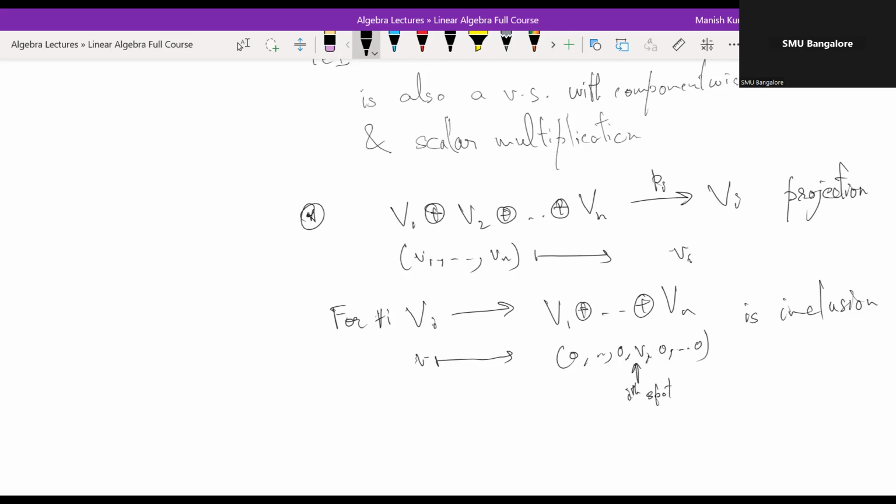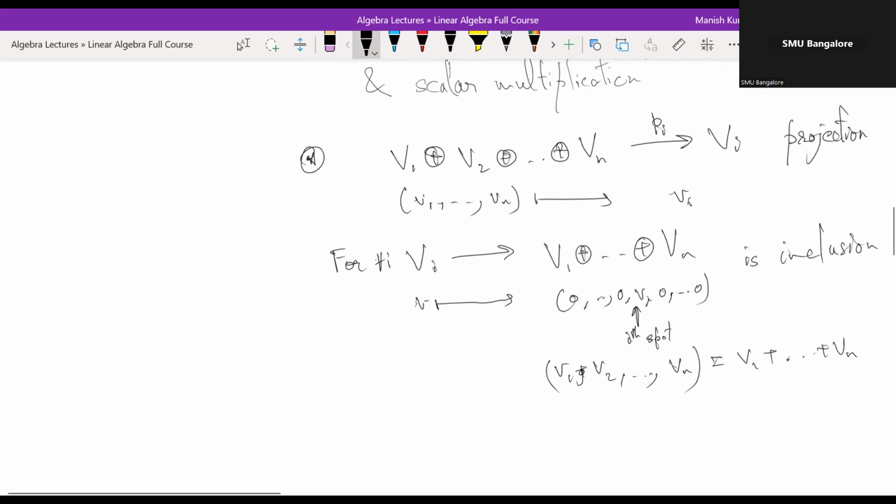Elements of this direct sum, the n-tuples, are sometimes denoted by v1 plus up to plus vn. A priori, this doesn't make sense, because V1 may not have anything to do with V2 and so on, so the sum doesn't make sense. So you think of the sum in the direct sum. Sometimes people use this notation if it is a finite collection, but if there is a confusion, you better use n-tuple notation.